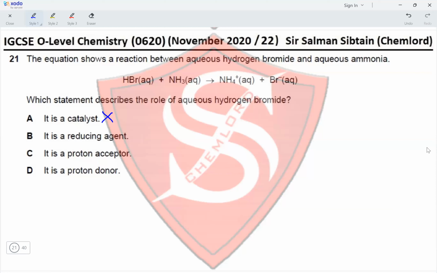Br negative in HBr and Br negative on the product side. So it is not undergoing a redox reaction at all. So not a reducing agent. Is it a proton acceptor?